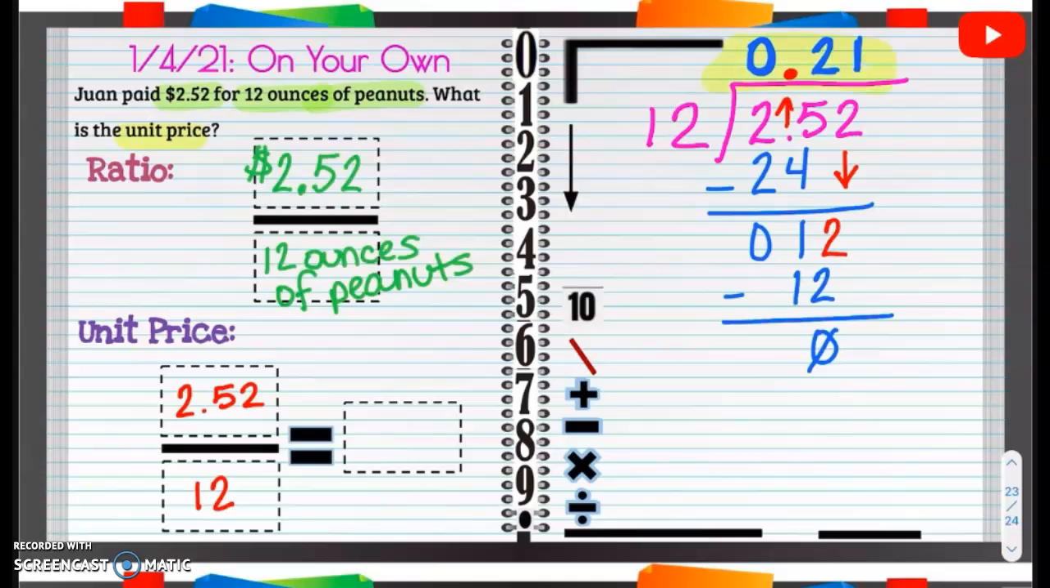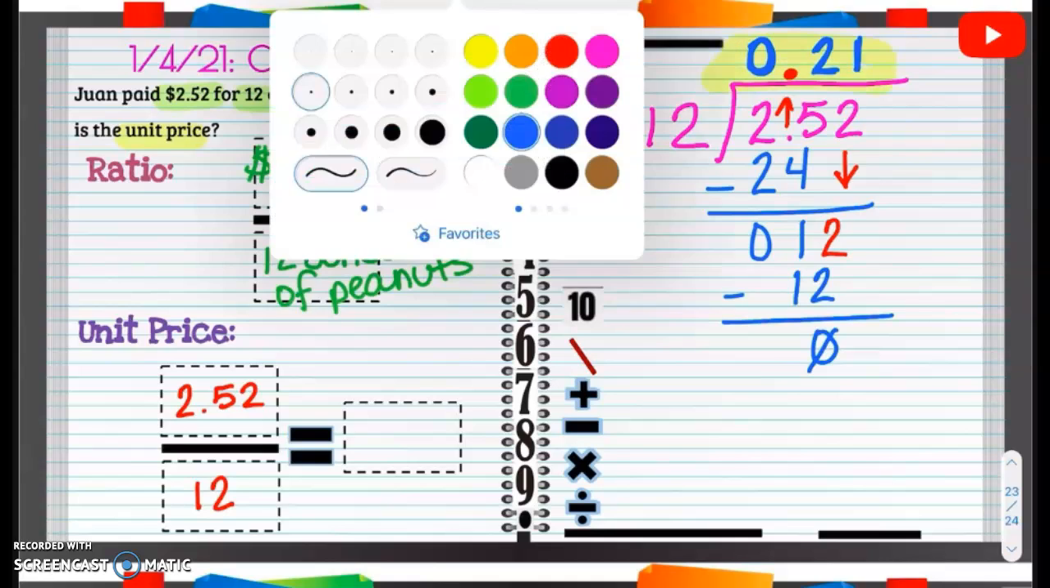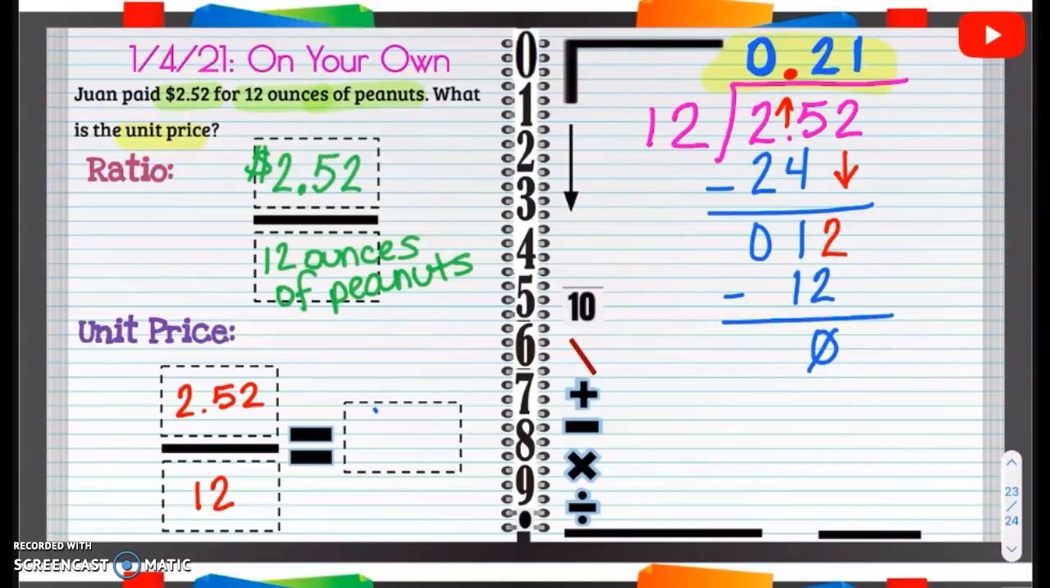0.21 or 21 cents or 21 hundredths. So it is going to be $0.21. So that's going to be per ounce of peanuts. So you can put per ounce of peanuts. So for 1 ounce of peanuts, it's going to be 21 cents. $0.21. And that is it.